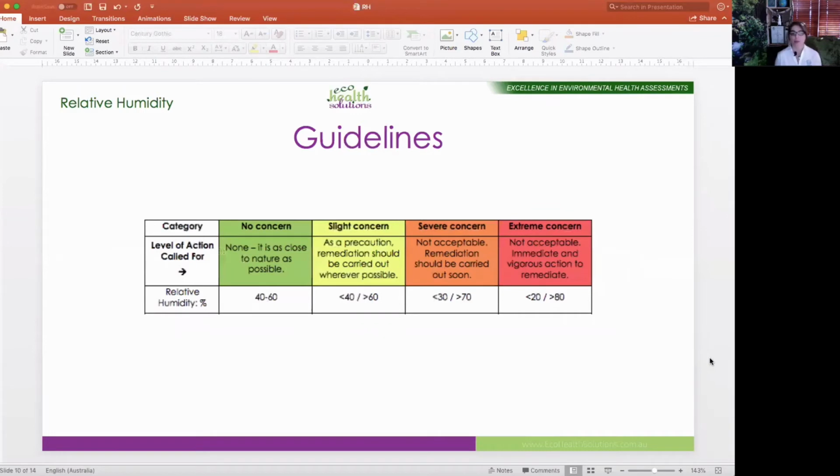Once it's above 60% or below 40%, there's slight concern. So as a precaution, remediation should be carried out wherever possible. Once we get to those more outer levels, below 30% and above 70%, it becomes severe concern. So it's not acceptable and remediation should be carried out soon. Then we've got the level of extreme concern, where it's below 20% or above 80%. It's not acceptable and immediate and vigorous action is required to remediate it.